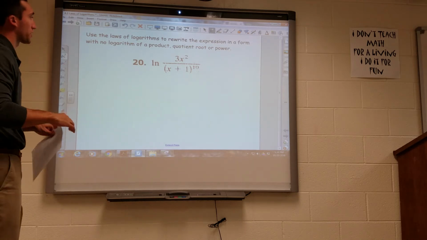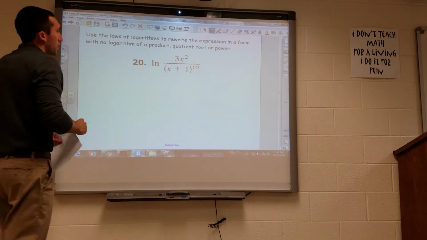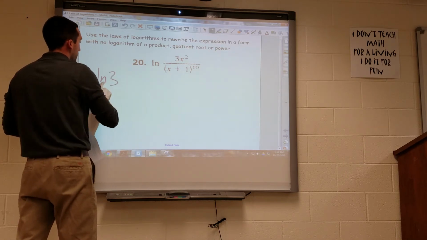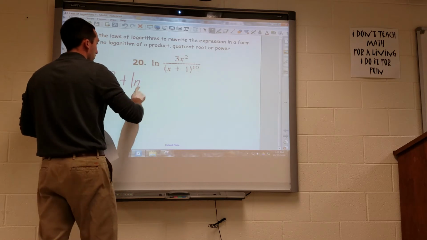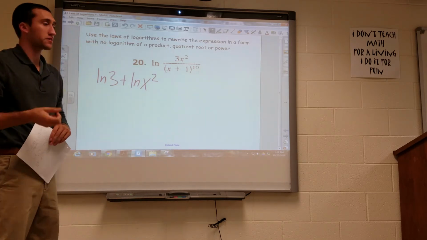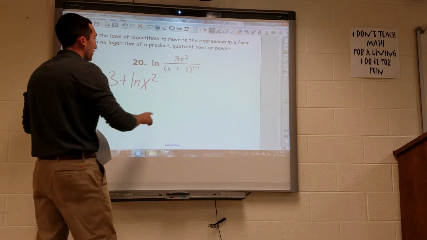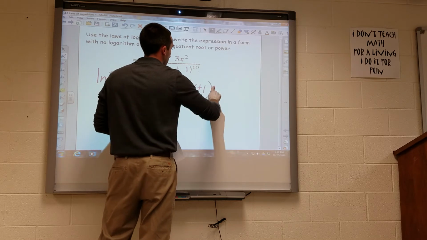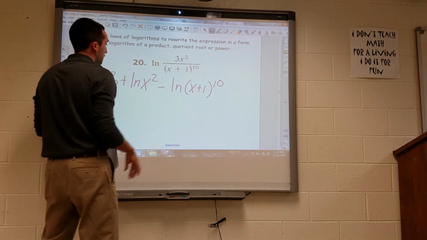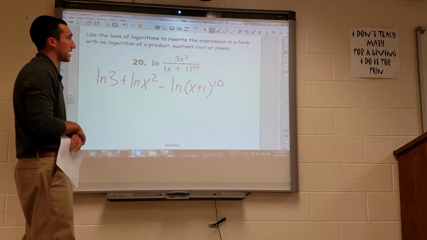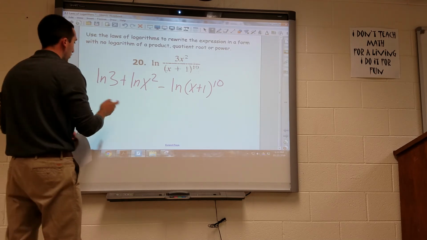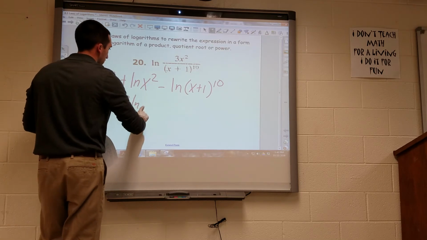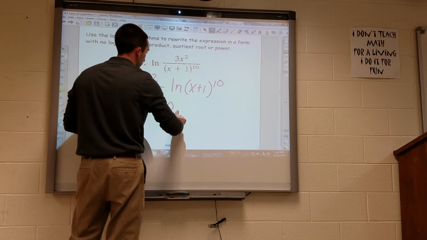And one more, just to give you another example, works the same thing with natural logs. So my numerator is natural log of 3 plus natural log of x squared. I can't have a product, so I've gotten rid of the product there. And then this is minus natural log of x plus 1 to the 10th. The minus takes care of the division. The plus here is the multiplication in the numerator. So now you go one step further, ln of 3. I can bring my 2 out front, and I can bring my 10 out front.